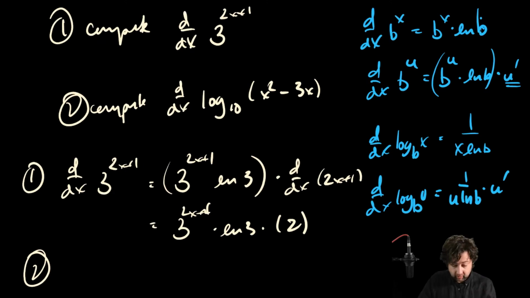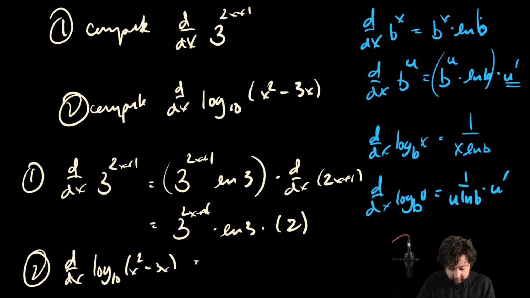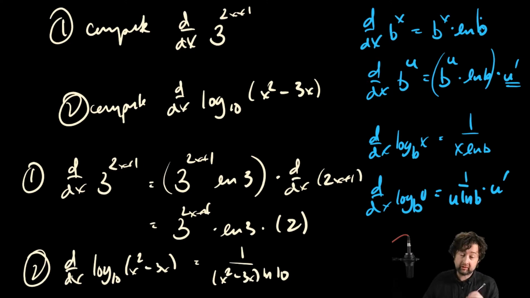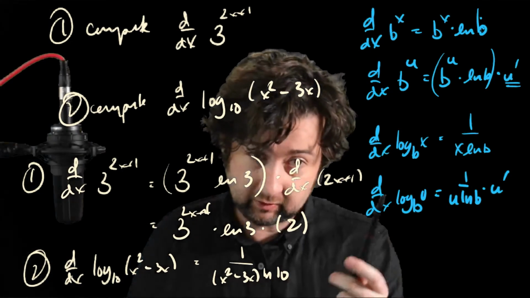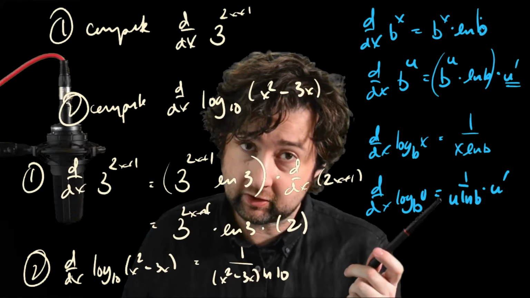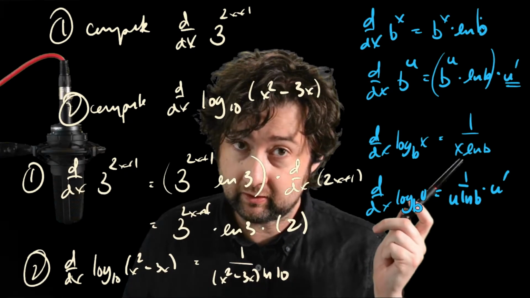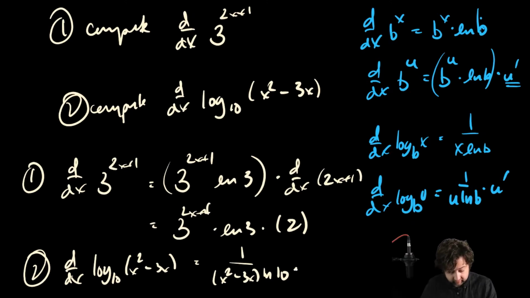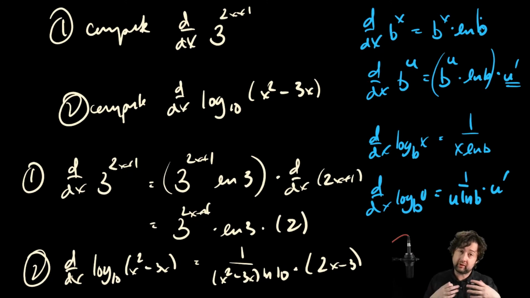If we apply that to the problem that we're working on, we get d by dx of the log base 10 of x squared minus 3x. Well, that's going to be equal to 1 over x squared minus 3x times the natural log of 10. Remember, we're not taking a derivative of the inside yet. That's just the derivative of the log base b of u part. So you can see right here, there's no derivative of the interior of the function taken yet. That's multiplied on in the second part, times the derivative of the inside, which is 2x minus 3. So two basic derivative computations involving general exponentials and general logarithms.